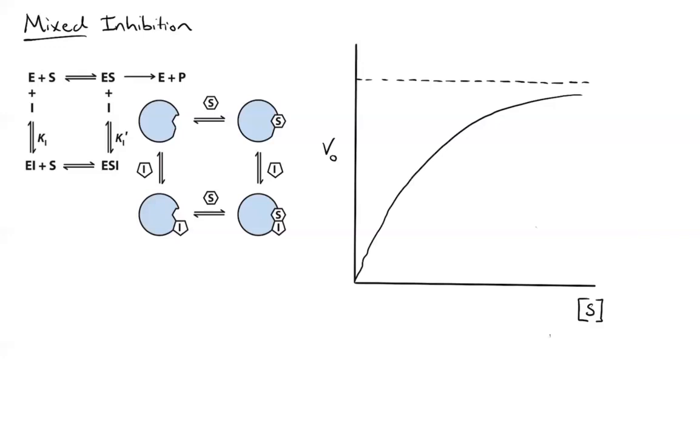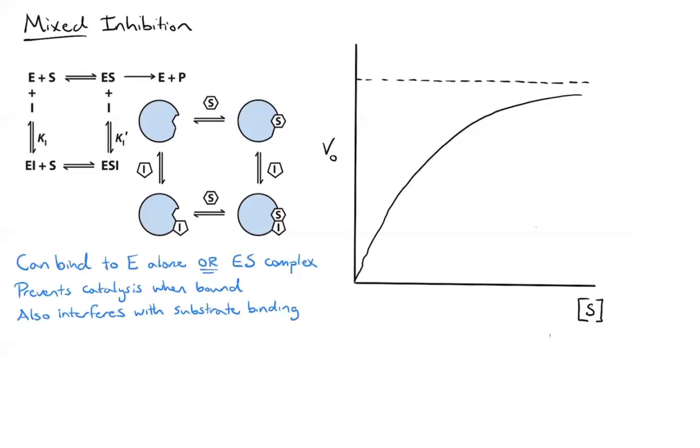Just to summarize what we've put on the slide so far, we're going to write down some points now, right? So to summarize, we can bind our inhibitor to the enzyme alone or to the enzyme substrate complex. We are going to prevent catalysis when the inhibitor is bound. And there's also an effect interfering with substrate binding in the first place. So a lot of stuff going on here.